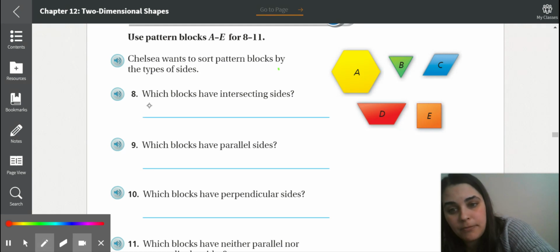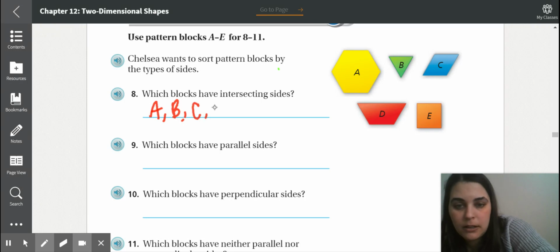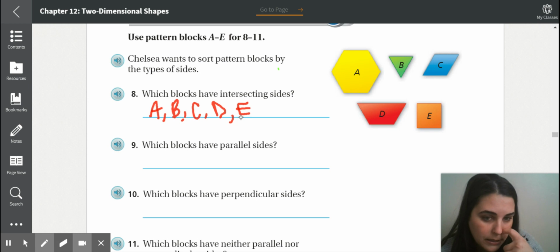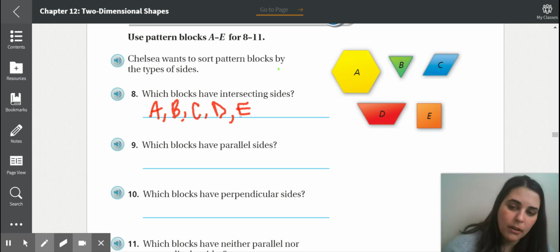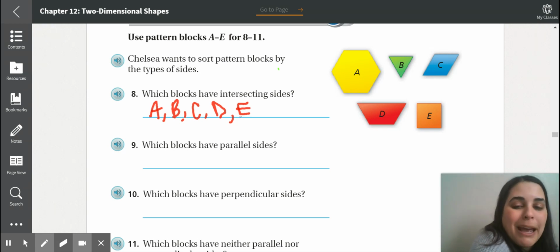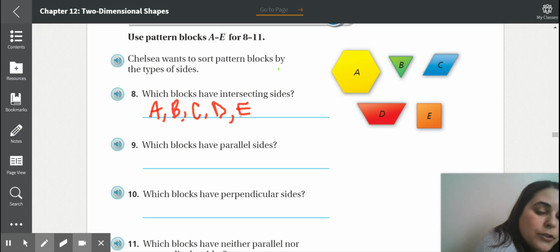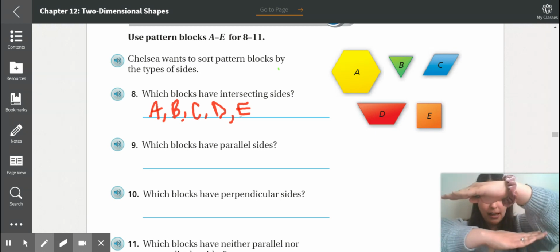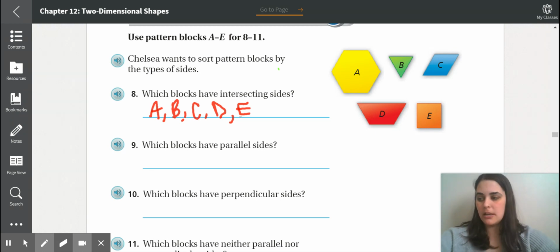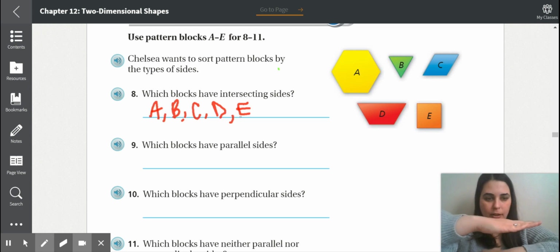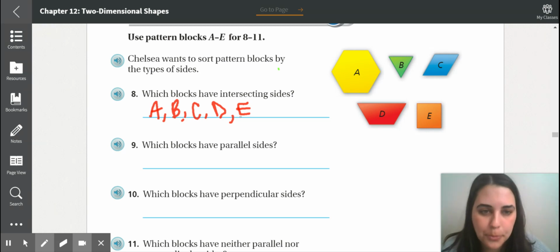So we would say A, B, C, and D, and E. They all have intersecting sides. Okay, number 9, which blocks have parallel sides? So two sides that will never ever cross. They'll always be in their own pathway. Well, let's look at it.